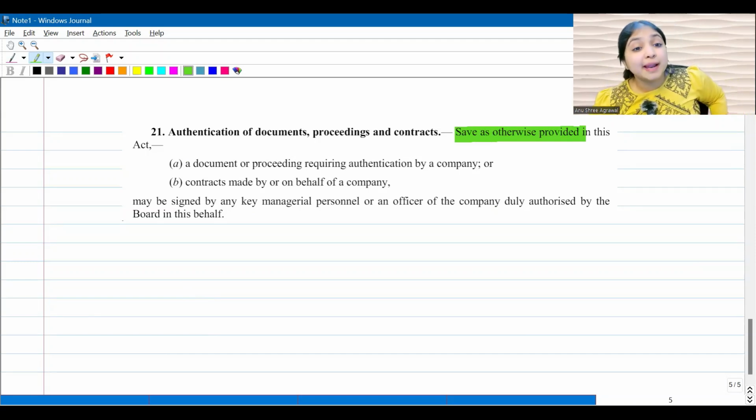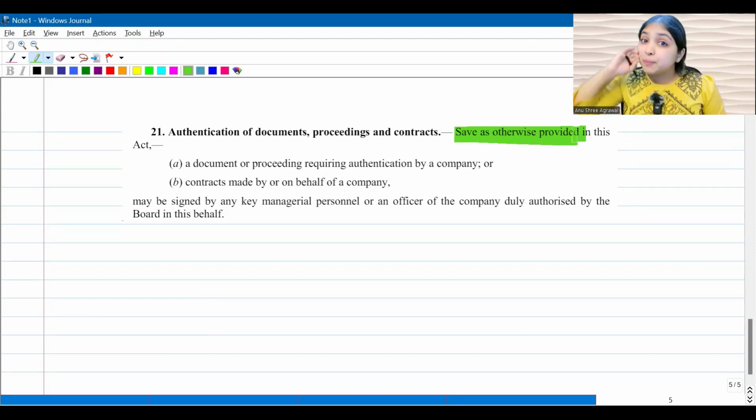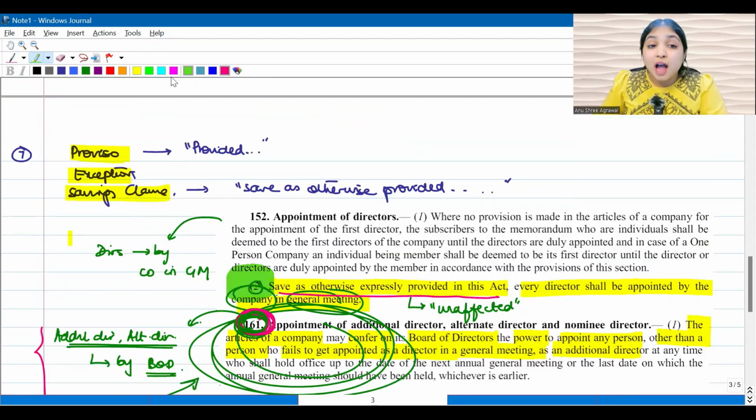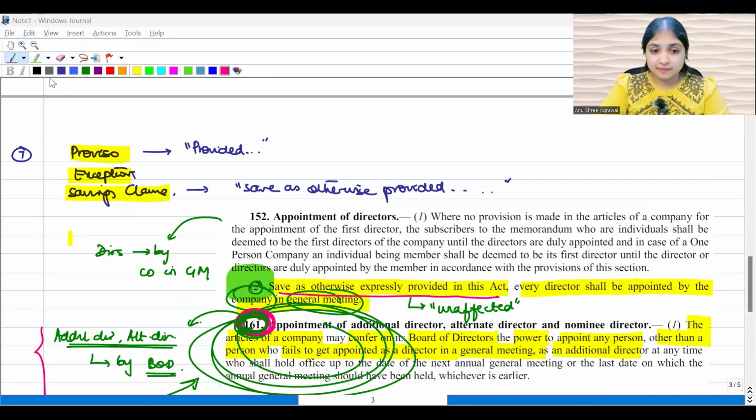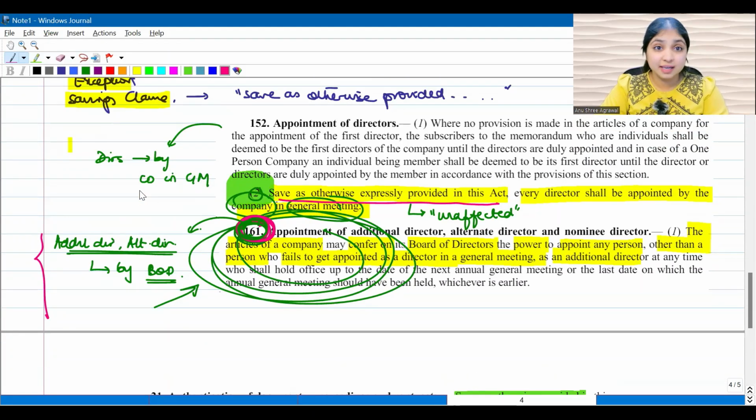You're understanding? So by writing save as otherwise provided in section 21, we are protecting section 46 from getting destroyed. So we're protecting other sections from getting destroyed. So this is a savings clause. How do you identify a savings clause? It starts with the words save as otherwise provided. Crystal clear. This was our seventh discussion, our seventh internal aid.